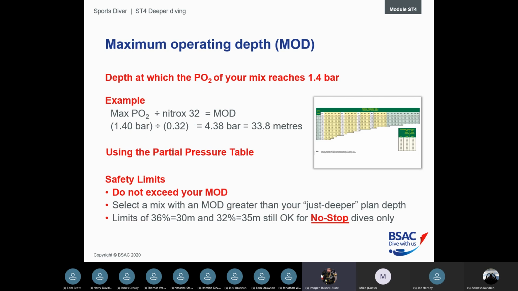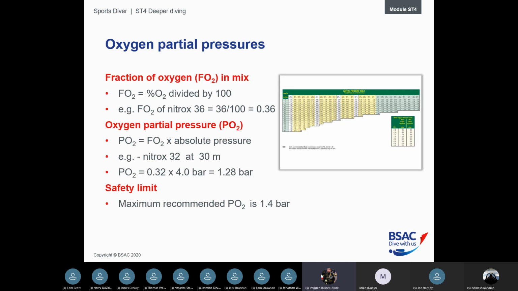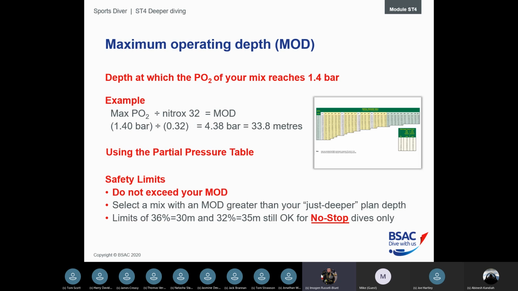Another thing you don't want to exceed is your maximum operating depth. That is the depth at which the partial pressure of your oxygen is 1.4. So if you go on to the previous slide, you can see that your partial pressure is dictated by the mixture you're using and the depth. And therefore, the depth that you want to go to is going to be dictated by your partial pressure. So it depends whichever you reach first. If you reach this partial pressure limit first, don't go any deeper. And if you reach the depth first, don't push it.